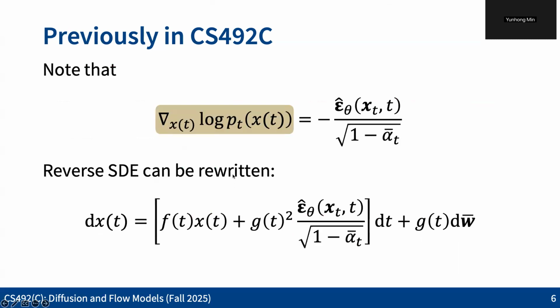Since the score can now be computed with the epsilon predictor, the noise predictor, when you plug this into the reverse SDE formulation, the reverse SDE can be rewritten into this formulation. Which means that if we define our own f function and g function, the reverse process becomes solving this SDE. These are also things that we discussed last time.